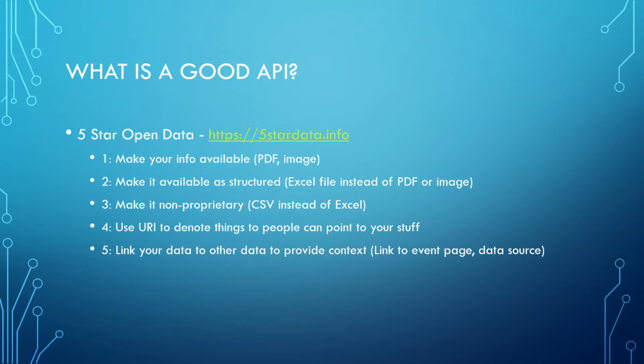So 4-star is using the URI to denote things so that people can point to your stuff. One example I gave during the talk was if you go to easttroy.org/events, that event list is going to change from time to time, depending on what concerts are in the area or what's happening on the square. That will change on a daily or weekly basis. However, people can always go to easttroy.org/events and they'll see new things. So that's a 4-star API.